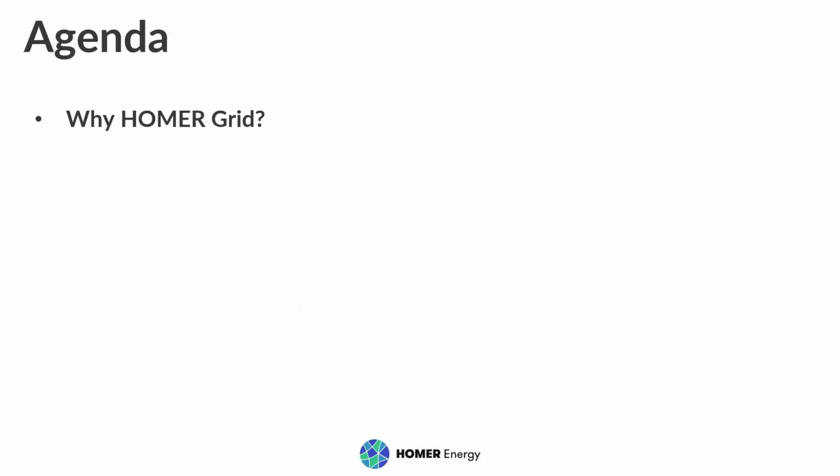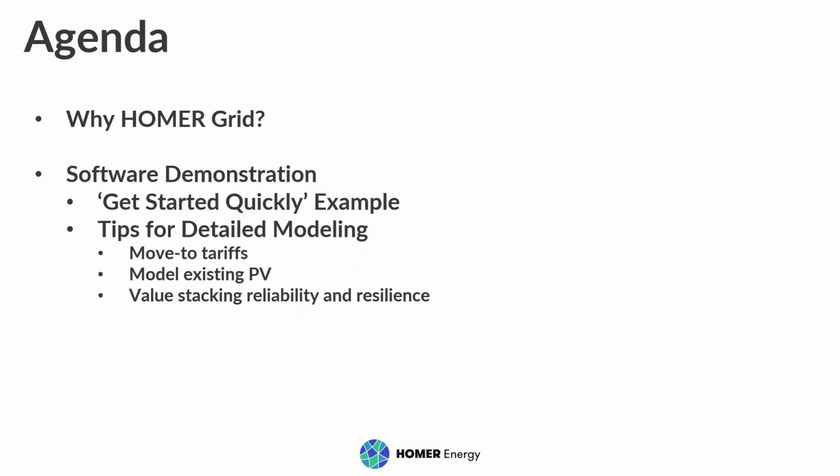Today we'll be talking about HOMER Grid, and the version which was most recently released was version 1.3. Today we'll do a brief introduction about what HOMER Grid can do for you, and then we will build up within the software a quick simple example, and then we'll see the other extreme of more advanced modeling techniques, including how you can consider a different tariff that you'd move to after you implement your distributed generation project, or if your site already has existing PV, and accounting for the value of resilience and reliability within HOMER Grid.